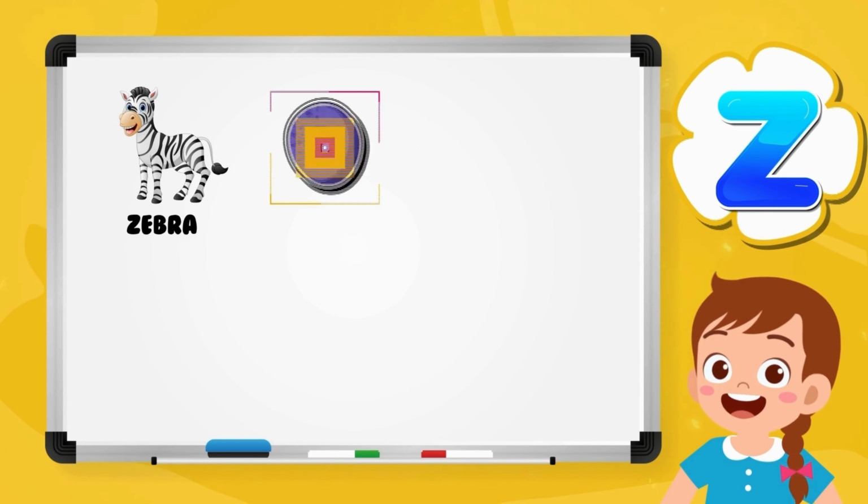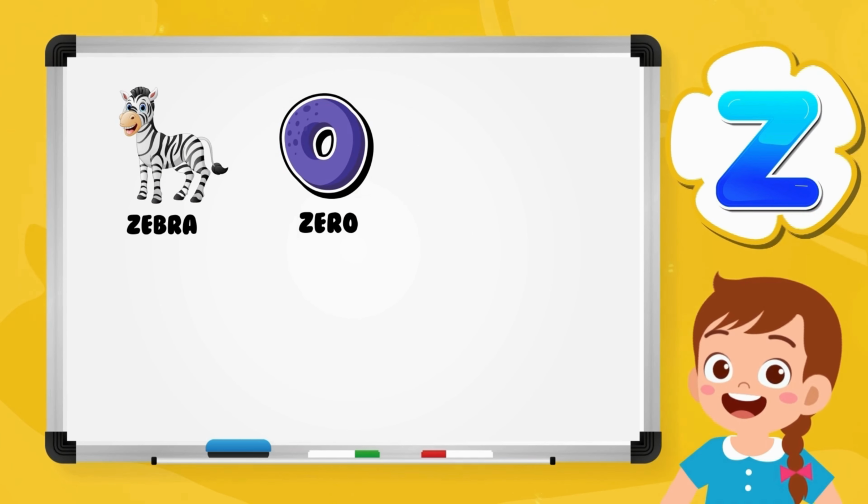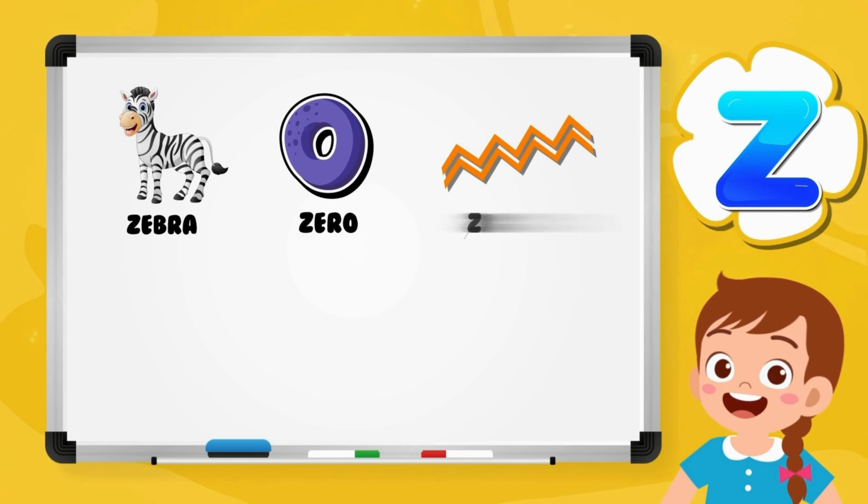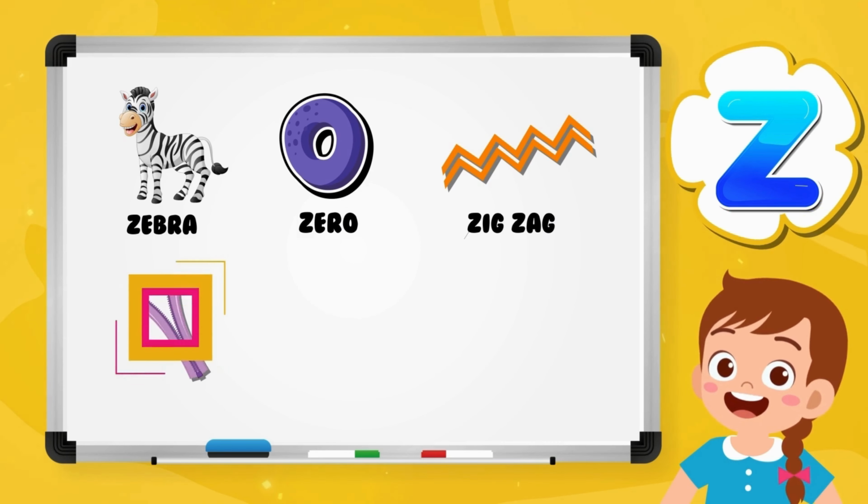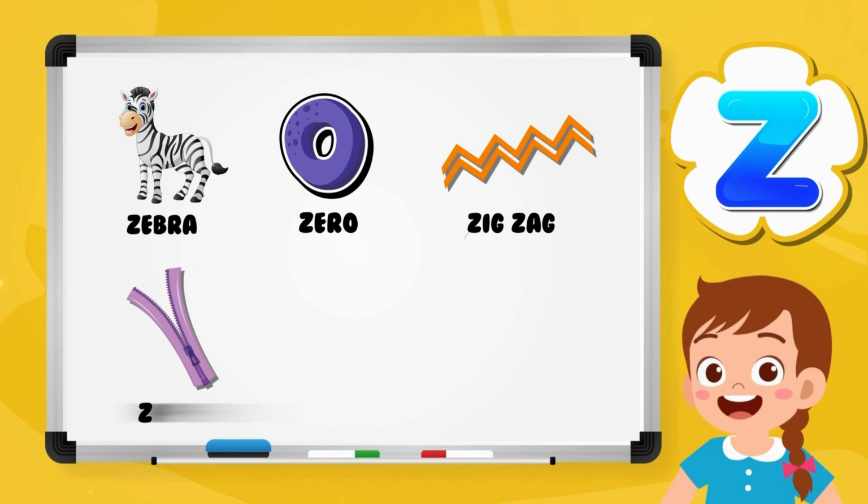Z. Z is for zebra. Z is for zero. Z is for zigzag. Z is for zipper. Z is for zoo. Z is for zucchini.